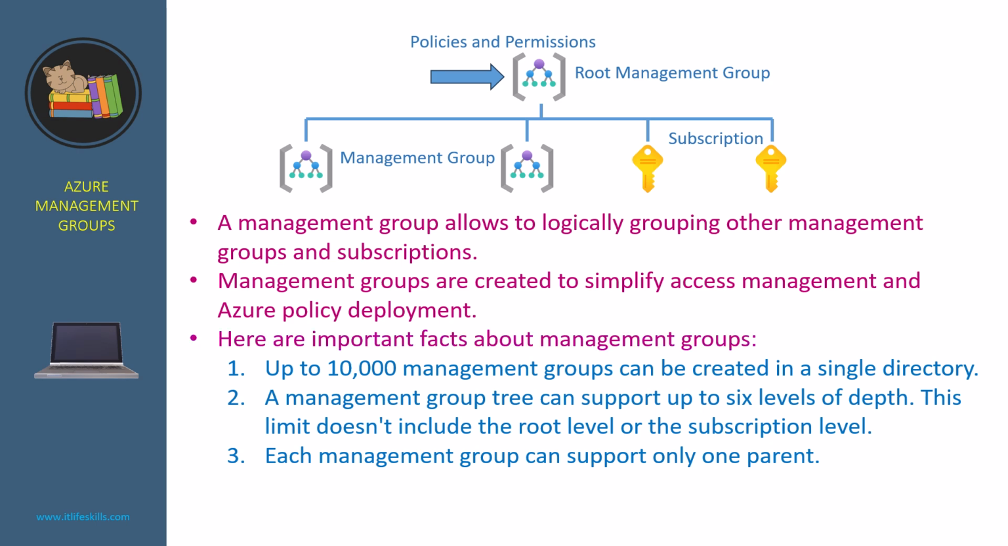Here are important facts about management groups. Up to 10,000 management groups can be created in a single directory. A management group tree can support up to 6 levels of depth. This limit doesn't include the root level or the subscription level. Each management group can support only one parent, which means you cannot create a new management group like this because it will make this management group have two parents. So this creation is not supported.